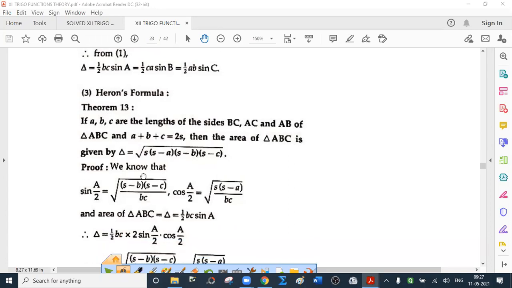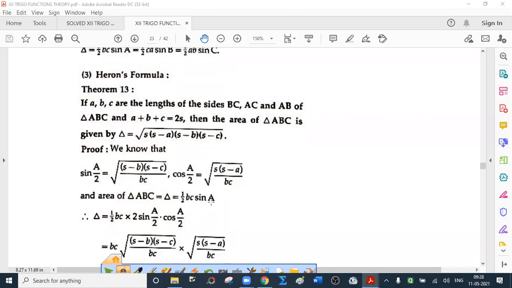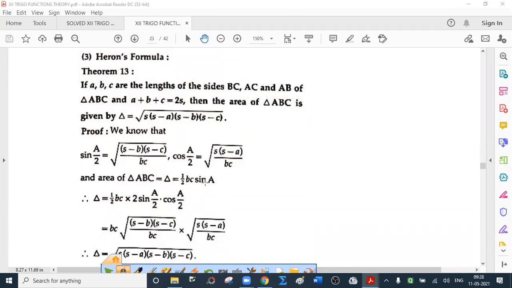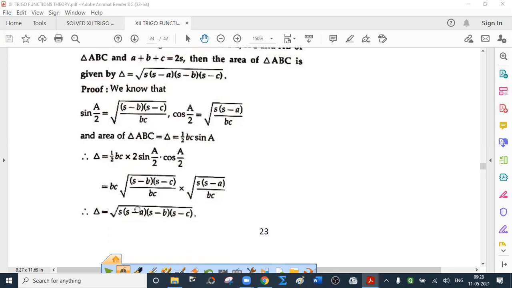Proof is simple. We have already proved these results, that sin A by 2 is root of (s minus b)(s minus c) by bc, and cos A by 2 is root of s(s minus a) by bc. Now what is the area of the triangle? It is delta equal to half bc sin A. Now sin 2 theta is 2 sin theta cos theta, so sin A is 2 sin A by 2 cos A by 2. Substitute for this. Simplify to get the area of the triangle as root of s(s minus a)(s minus b)(s minus c).